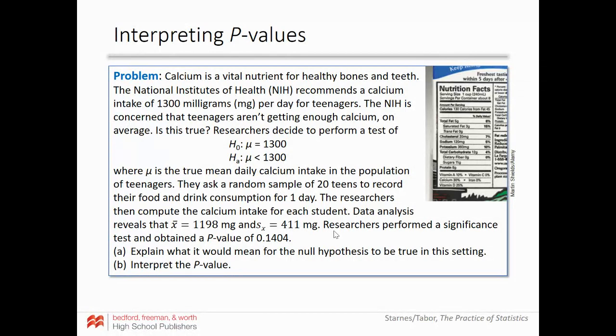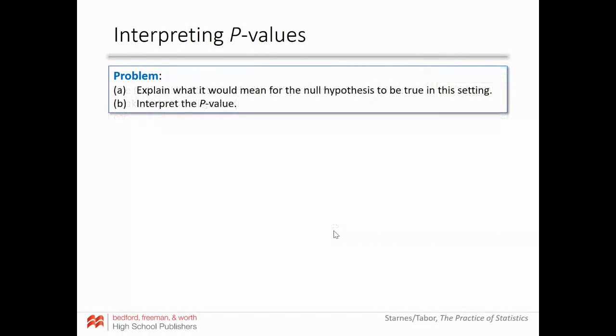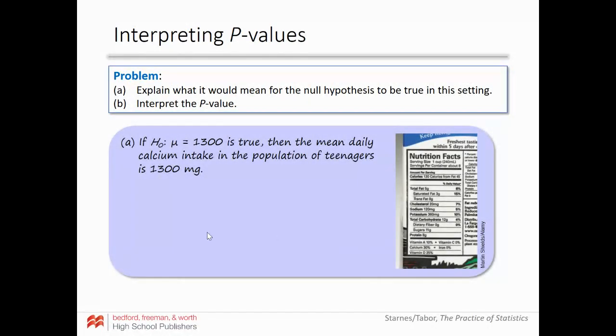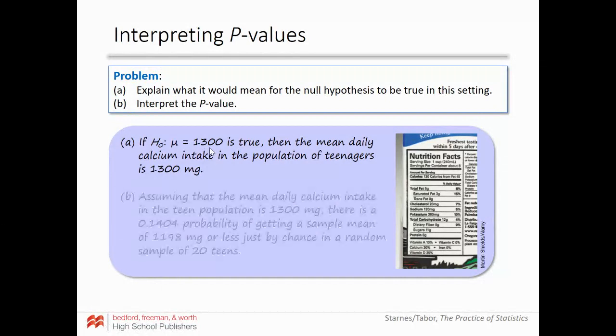And they ask us to explain what it means for the null hypothesis to be true in this setting and interpret this p-value. So right off the bat, explain what it would mean for the null hypothesis to be true. If H naught, which is the mean is equal to 1,300, is true, then the mean daily calcium intake in the population of teenagers is 1,300 milligrams. So the idea of H naught being true is pretty self-explanatory. It just means that we're going to assume this is true.